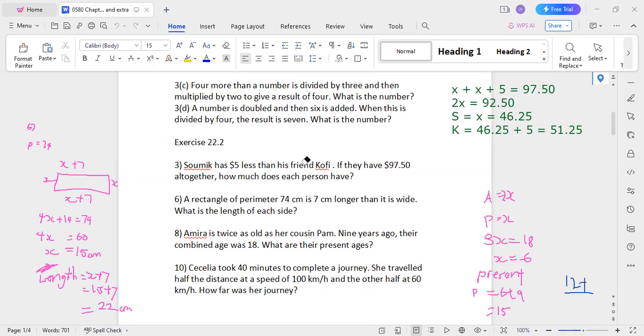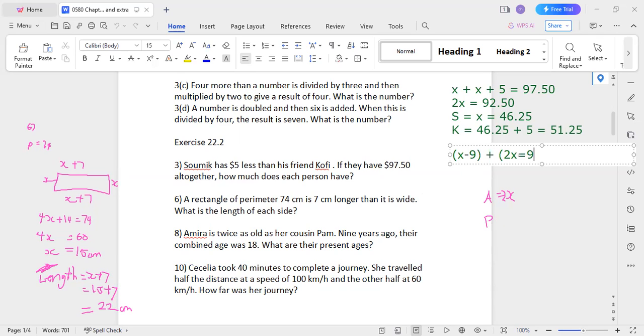Alright, let's see how this is done. How do we do this question? If you guys notice one thing, it says that 9 years ago their combined age was 18. So Pam minus 9 plus Amira minus 9 is equal to 18. Yep, try it out.